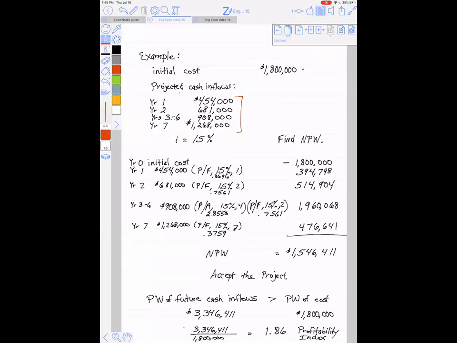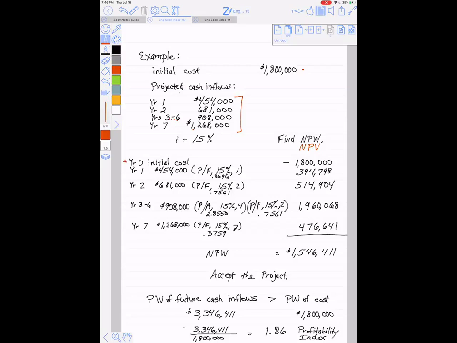In year 7, we have projected cash inflow of 1,268,000. The interest rate is 15%. Find net present value, also known as net present worth. Value or worth, same thing. All right, so here's our, I could draw a cash flow diagram, but here's what you'll end up calculating.